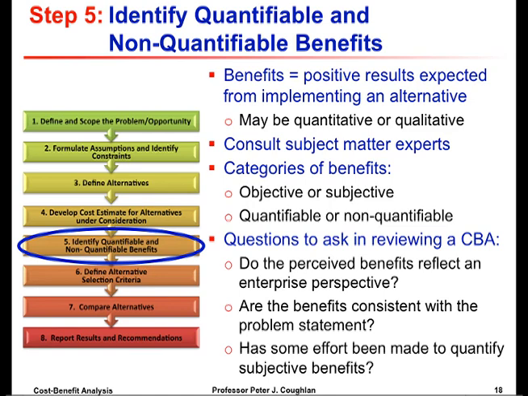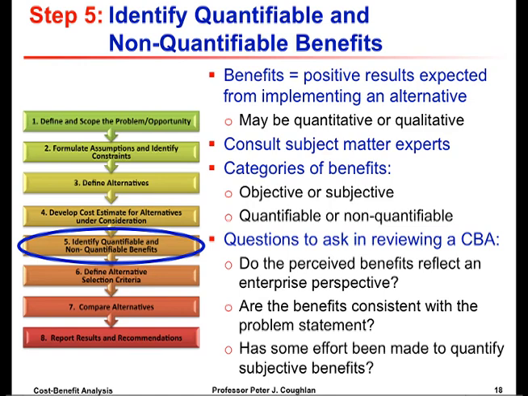And when thinking about benefits, and I'll talk more about this in the next slide, they could be objective or subjective, and they could be quantifiable or non-quantifiable. And we'll talk about what falls into the different categories on the next slide. But first, let me talk about, when you are reviewing a CBA and thinking about benefits, what sort of questions might you want to ask?